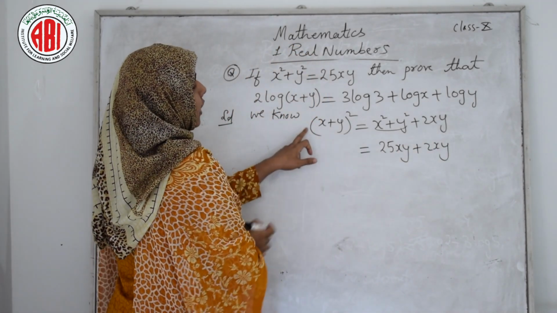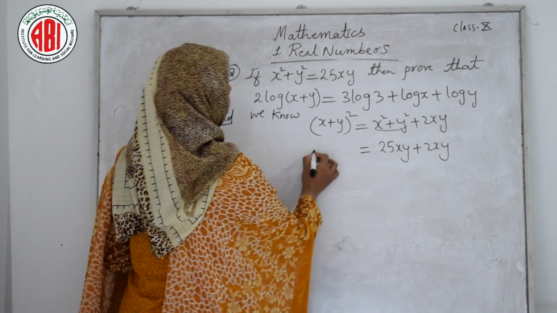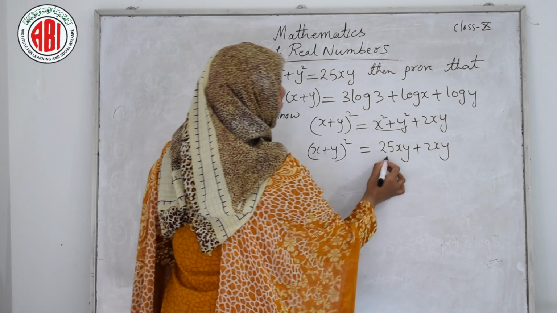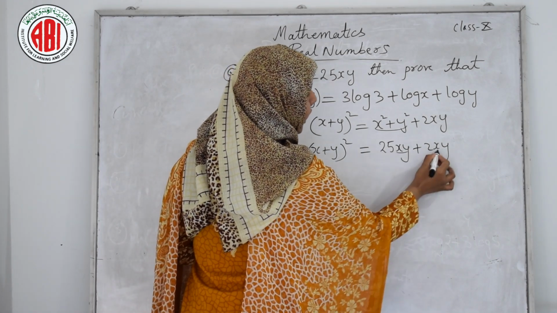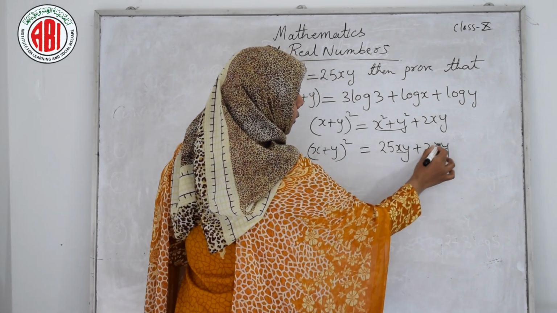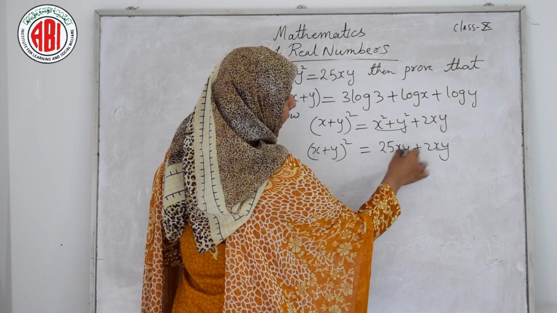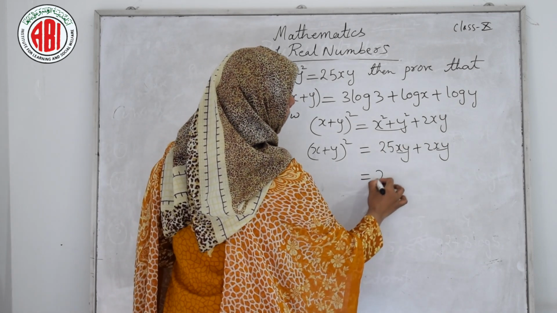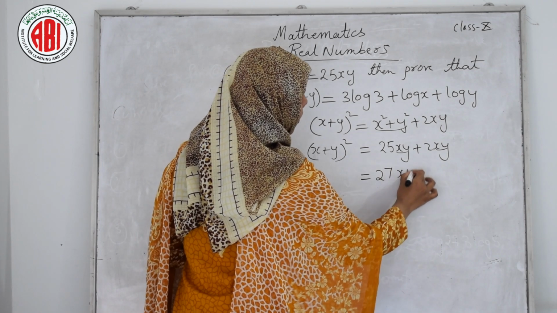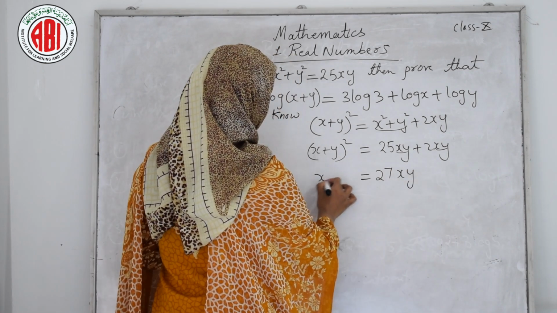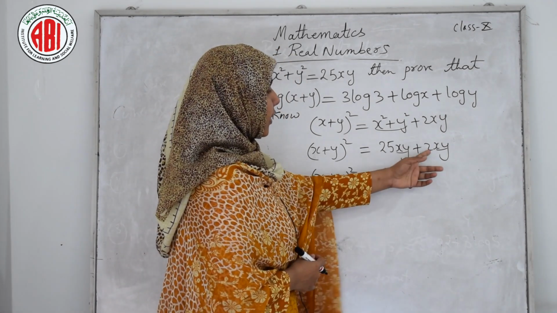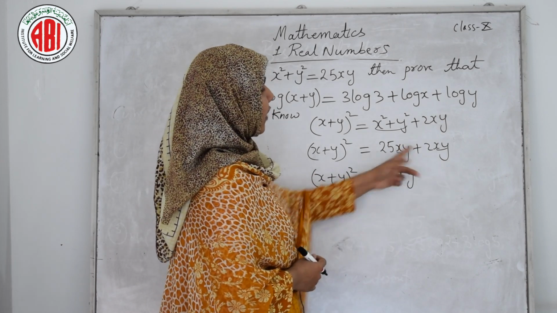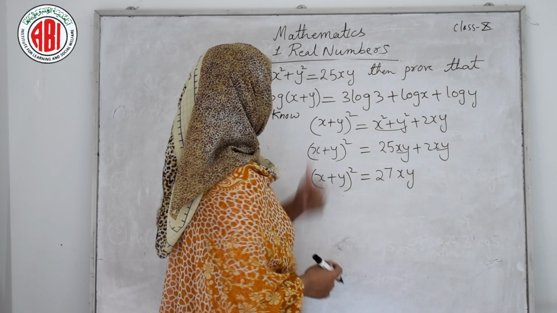Okay, first using this identity, now (x plus y) whole square is equal to this. Now this xy and xy, these two are like terms. We can add the like terms. So 25 plus 2 is 27xy. We have added these two terms because they are like terms. So 25 plus 2 is 27xy.